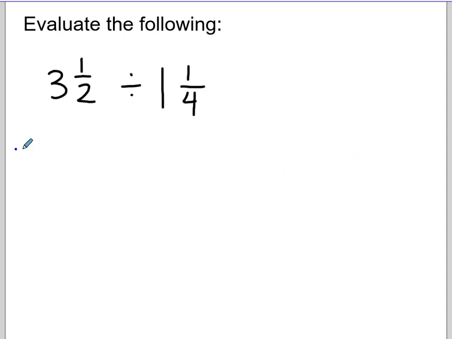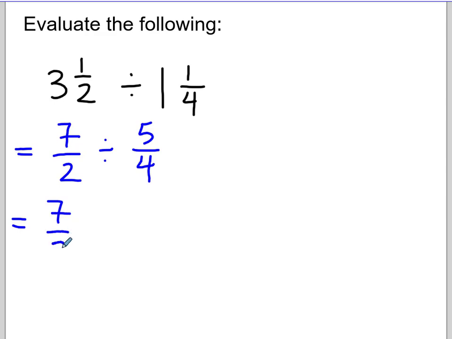All right, so let's have a look. It's a division problem. That's the first thing I want to notice. It's a division problem, so I'm already thinking about reciprocals and flipping. I do not like working with mixed numbers in division problems. So what I'm going to do is change it to improper. So this becomes 7/2. I'm going to leave the division alone for one line here. This becomes 5/4. So there's my conversion to improper. And on the next line, I'll deal with my shortcut for division.